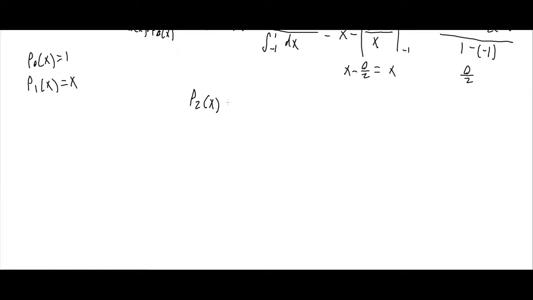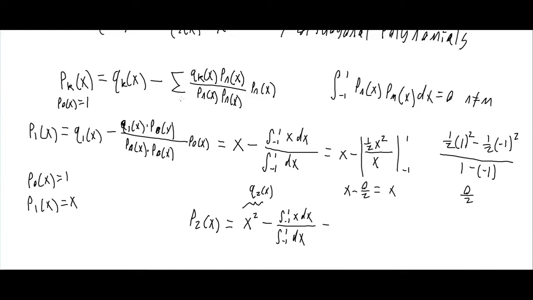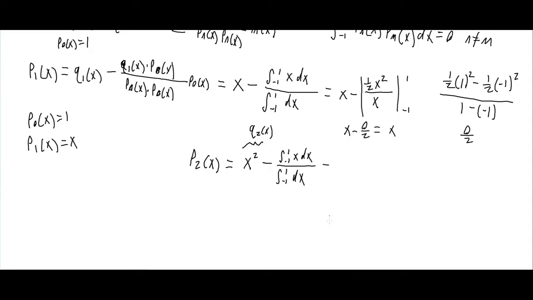p2 of x is equal to x squared, that is our q2 of x, if you remember, minus, and so it's a summation, remember, so we have to do the first one, minus 1 to 1 of x dx over the integral from minus 1 to 1 of dx, and then we will have minus. So remember this is a summation right here. So we have this right here, which is from the first one, and then we have the next one here, which is putting the x squared in for q, and then putting the p1 in for our pn up there.